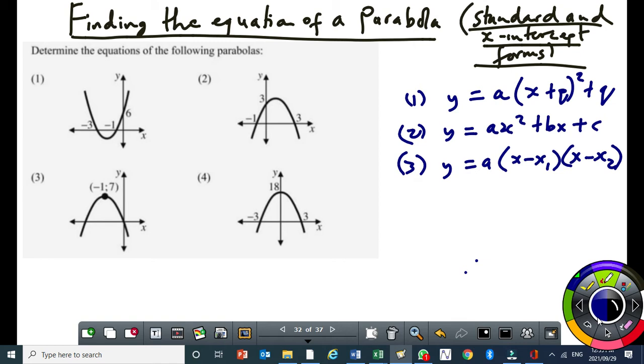But for this exercise, I'm going to determine the equation. I'll start with number one, the equation of that graph.